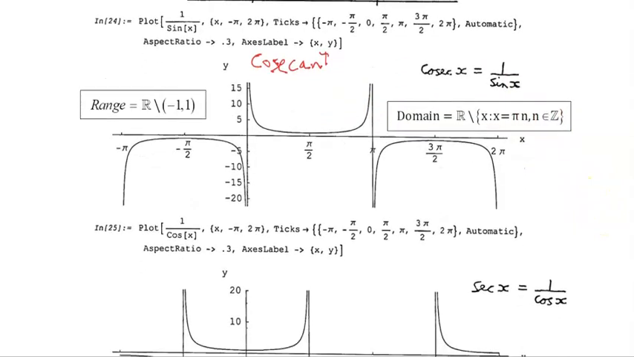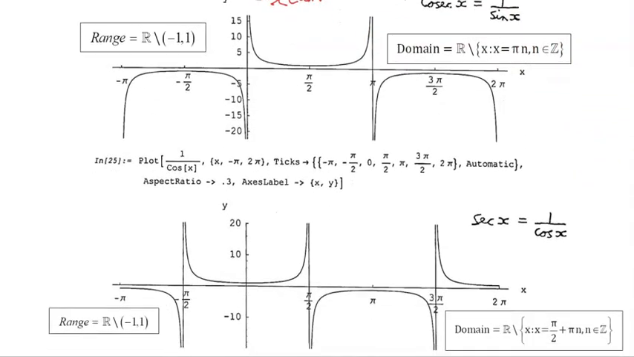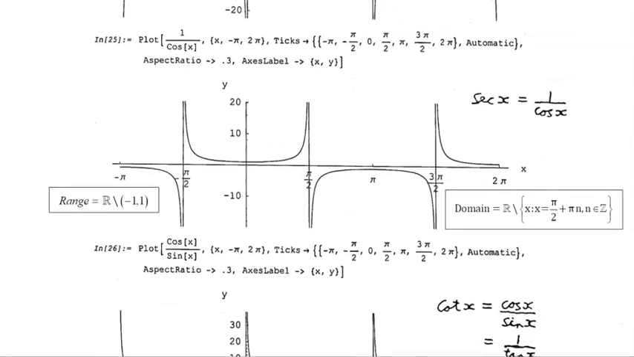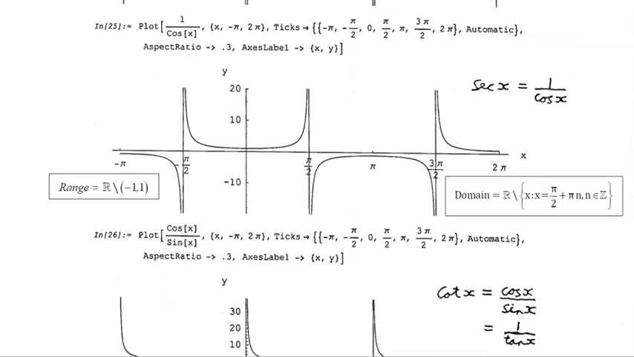Okay. Next one, we want to have a look at secant x, or sec x for short, and that is just secant x, which is just 1 over cos x.